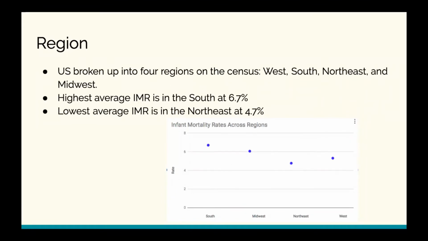There's a higher average infant mortality rate in the South at 6.7%. There's a lowest average infant mortality rate in the Northeast at 4.7%. Other percentages can be found in our paper. However, you can see on this graph down here in the corner that they are listed in their respective rates. The South is at the top and the Northeast is at the bottom, with the West and the Midwest in the middle.